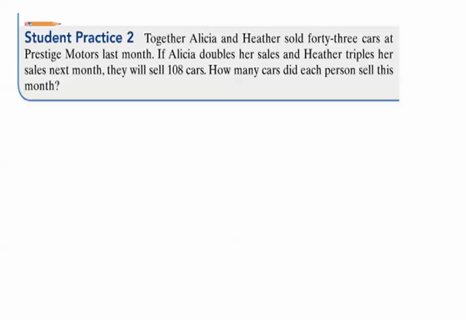Okay, together Alicia and Heather sold 43 cars at Prestige Motors last month. If Alicia doubles her sales and Heather triples her sales next month, they will sell 108 cars. How many cars did each person sell this month? So what are we looking for? We're looking for the number sold by each person this month. So let A equal the number of cars sold by Alicia. Let H equal the number of cars sold by Heather.